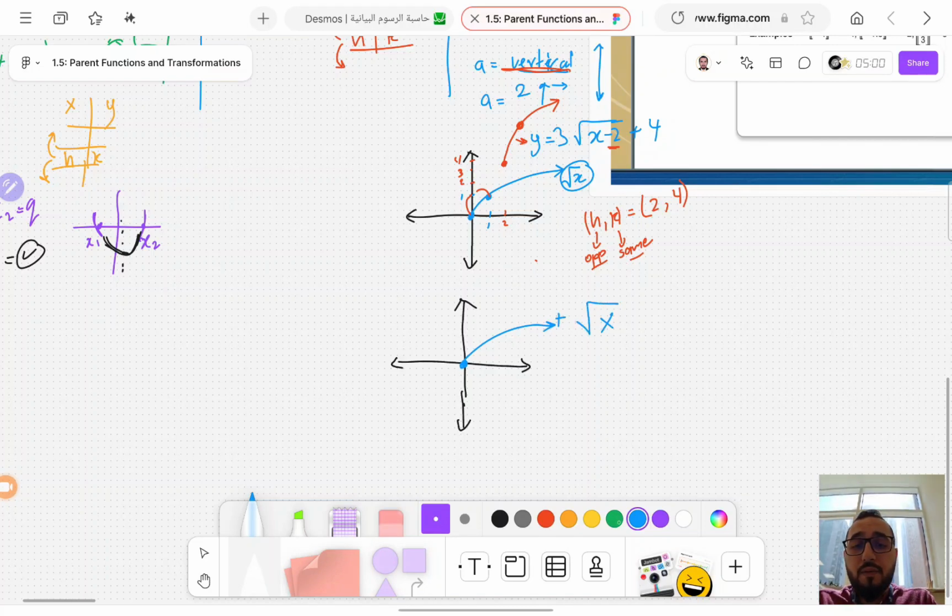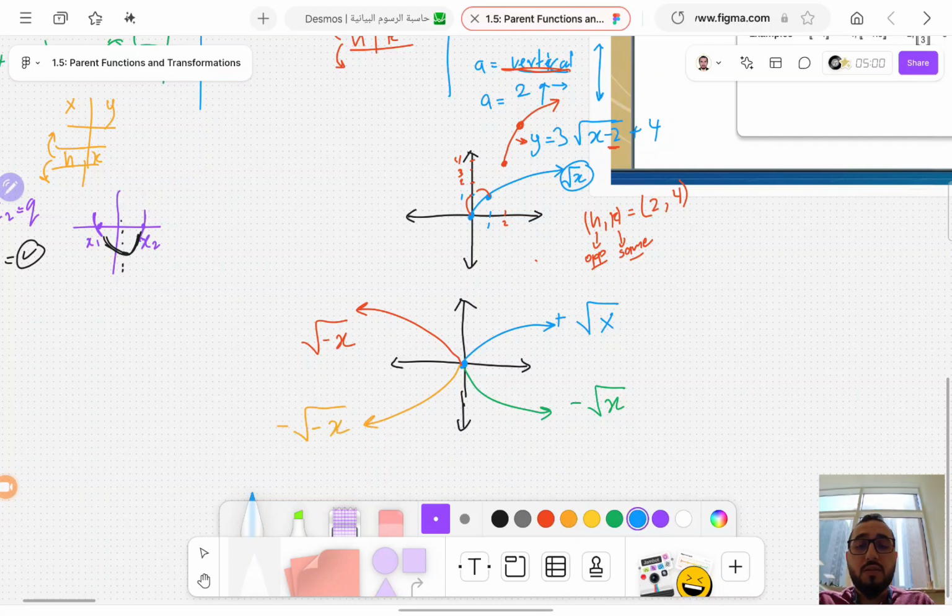Now when the graph goes down, the function will be negative. When the graph is reflected over the y-axis, it means it's negative x. But when the graph is reflected over the x-axis and over the origin, both of them will be negative.